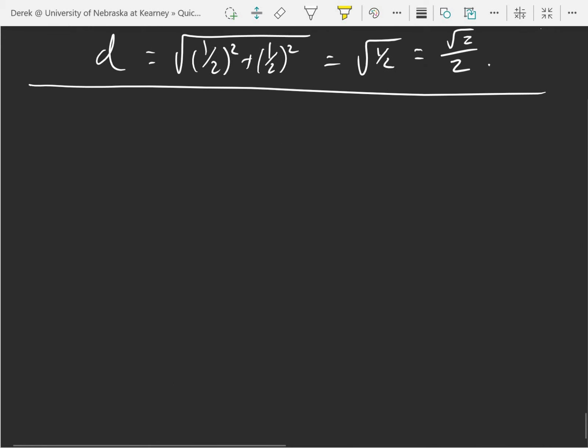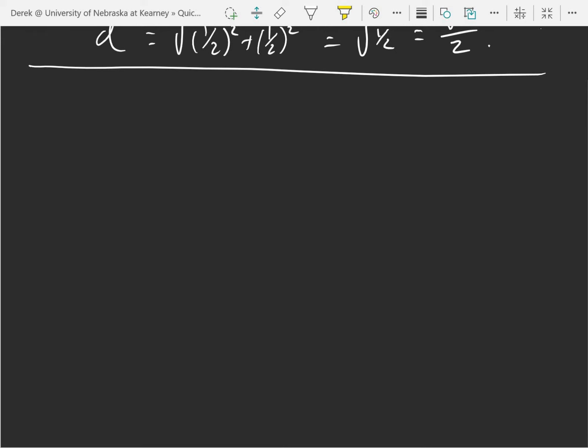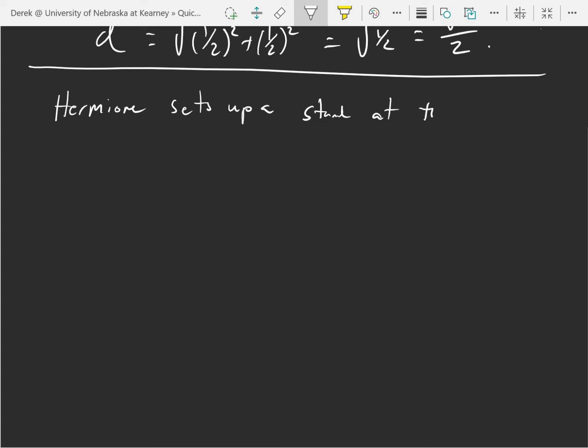Let's try and do another optimization problem. So let's say this is kind of a problem I've given some of my students in an algebra class, or at least I get them to set up the problem or write the constraint function in an algebra class. So Hermione, I think that might be how you spell her name, sets up a stand at the Quidditch Championships selling Dragon Scale Ale.